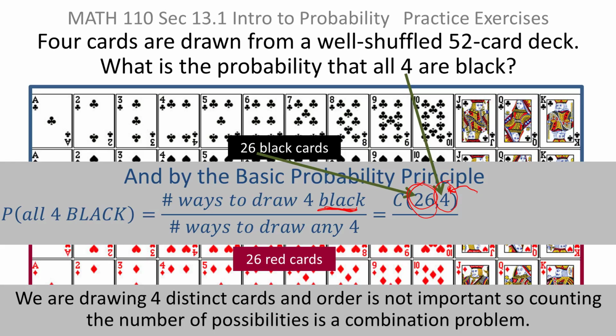But once you see that, the denominator should be really easy. The denominator is the number of ways to draw any 4 cards. So I still will draw 4 cards, but this time they don't have to be black. They can be black or red, so they can be any card. Well, there are 52 cards in the deck, so the number of ways to draw any 4 cards when I don't care what color they are is a combination of 52 things taken 4 at a time. And when I do those 2 calculations, I'll get a fraction, and that fraction is the probability of getting all 4 black. So let's do that.